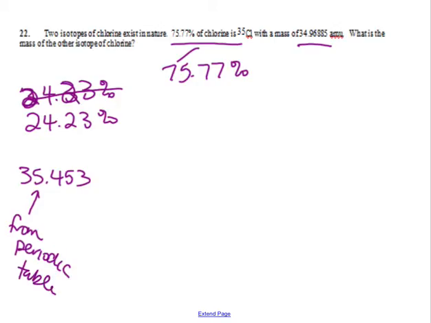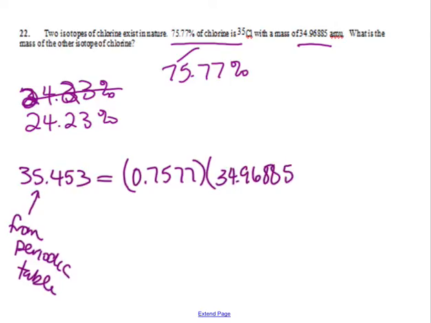All right, and we're going to set that equal to the percent times the mass of each isotope. So the percent of the first isotope is 0.7577 times the mass of the isotope of 34.96885, plus the percent of the other isotope, which we subtracted from 100 to get, 0.2423 times what? X, and that's what we're solving for, okay?